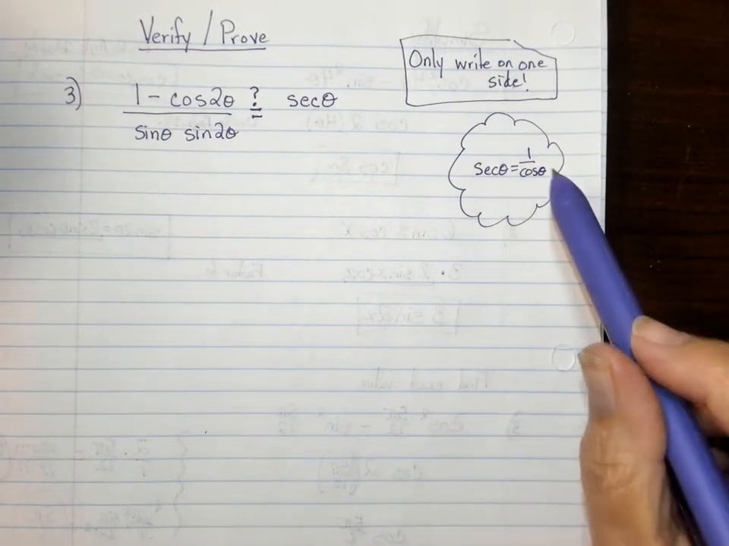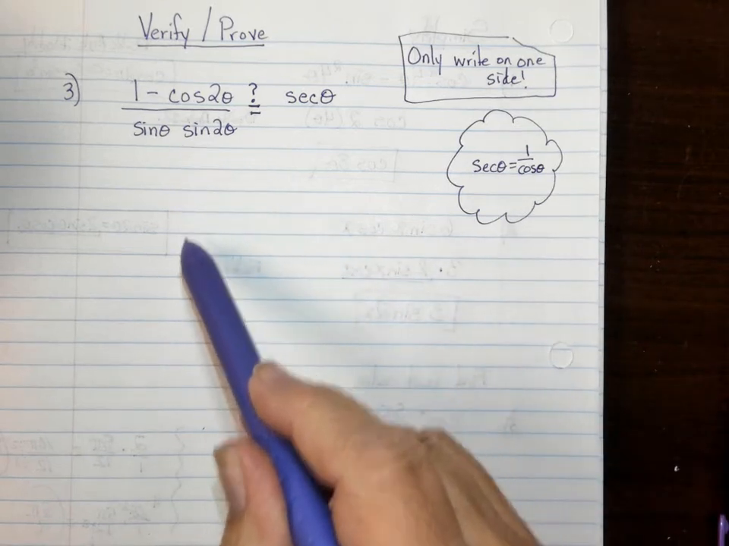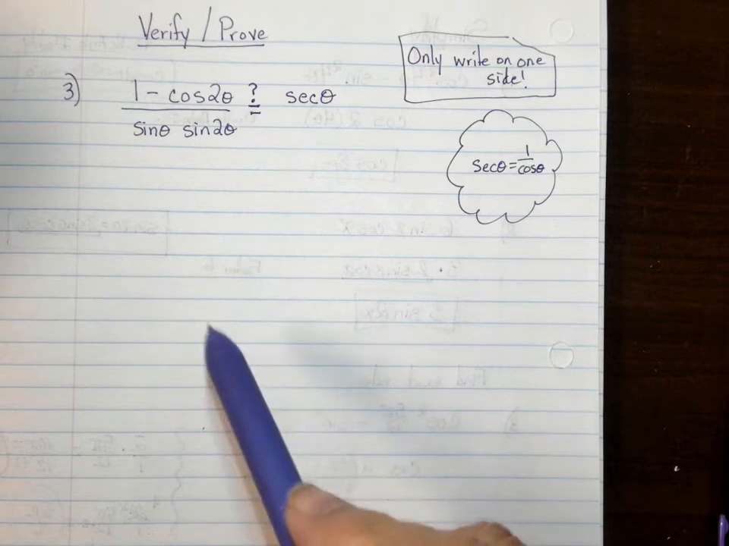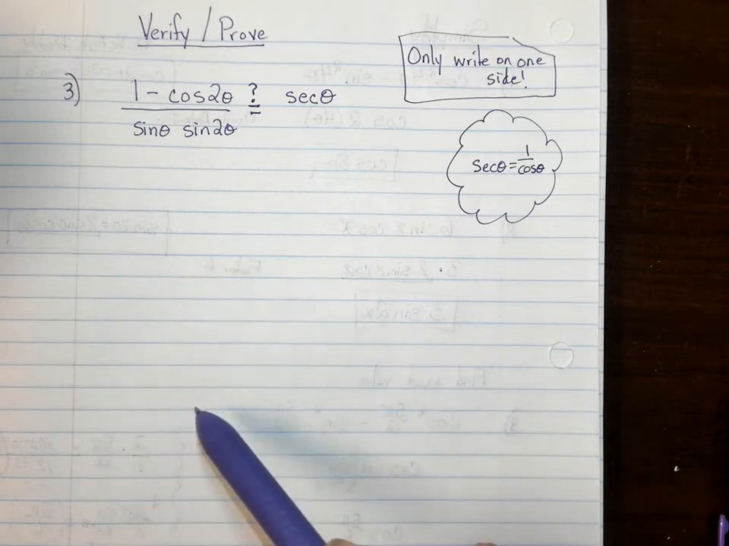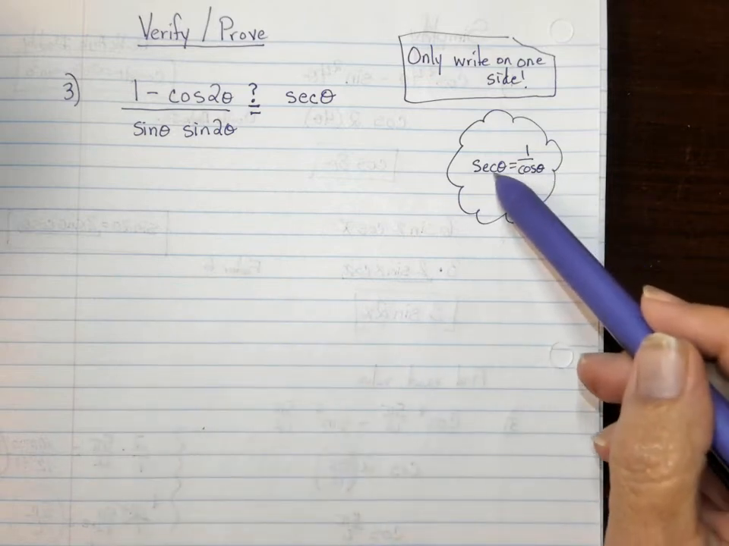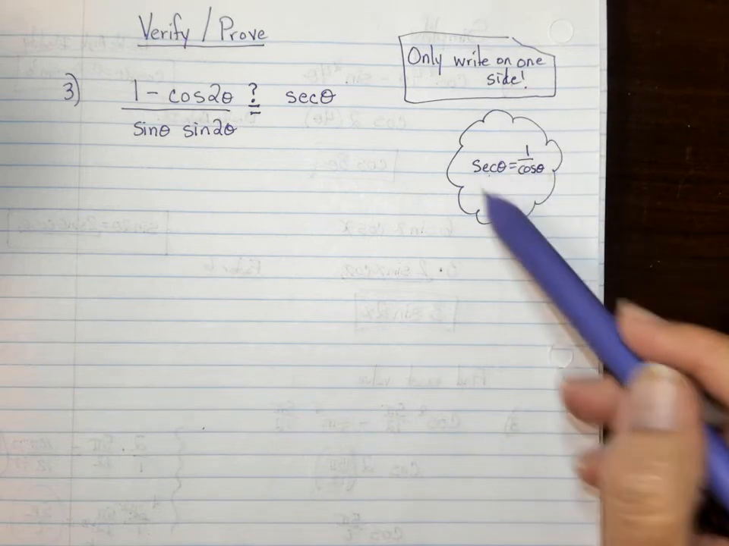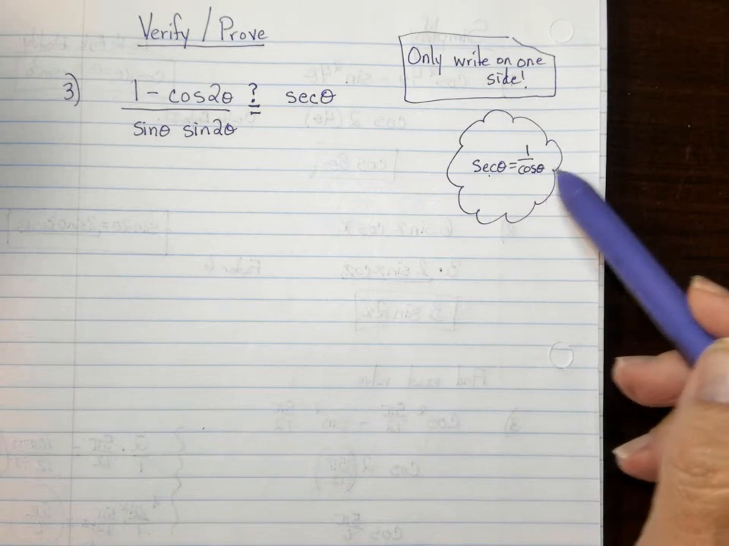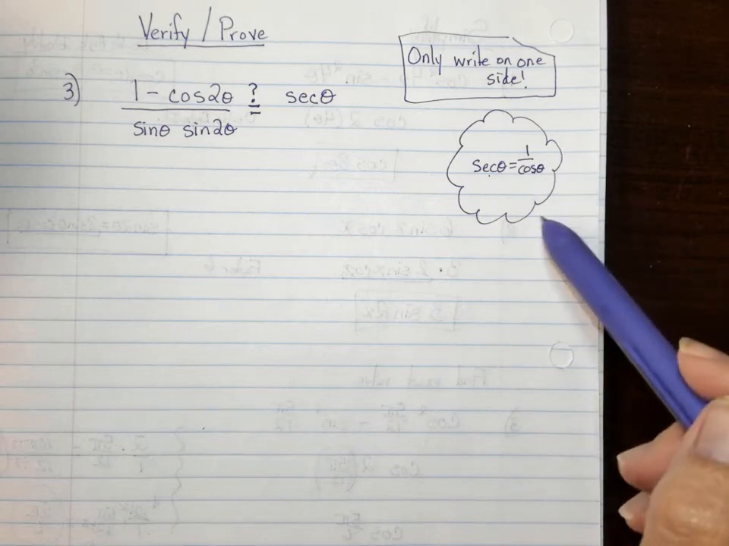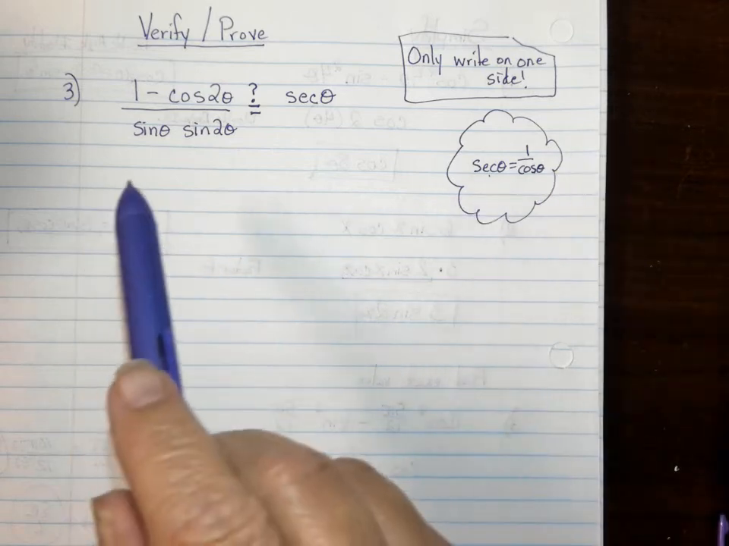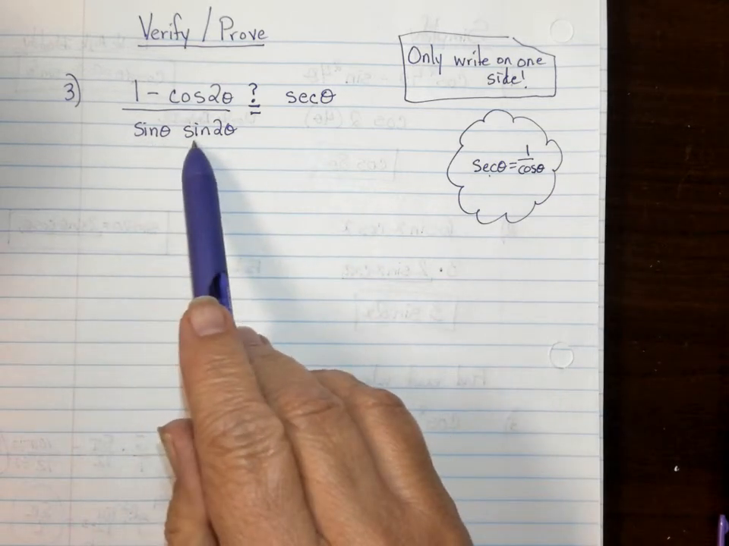So probably what I'm thinking is I'm going to do a bunch of steps, and I'm going to get to 1 over cosine theta, and then I'm going to get to secant theta. This is probably going to be my second to last step, and then my last step. So I'm thinking that I need to get somehow to 1 over cosine theta. So that's in the back of my mind. So I've got sine theta over sine 2 theta.